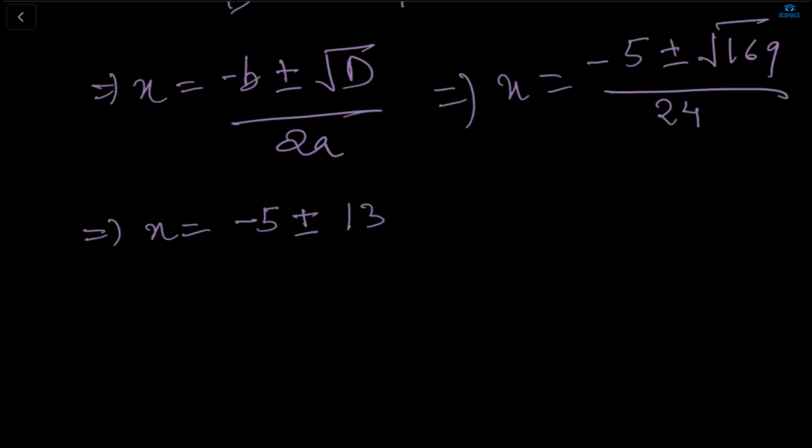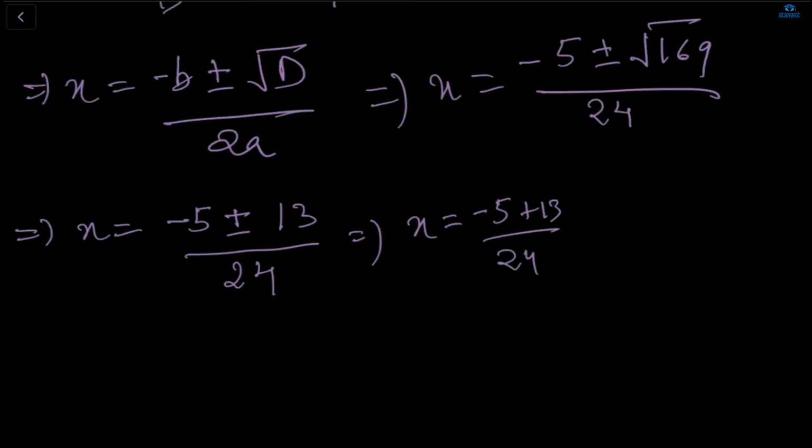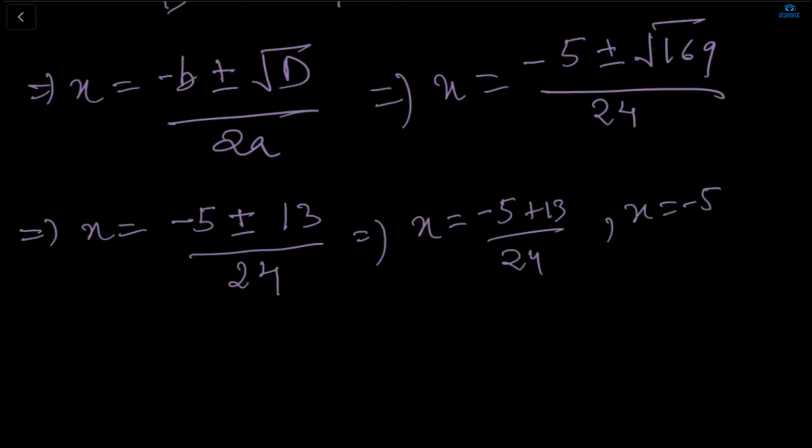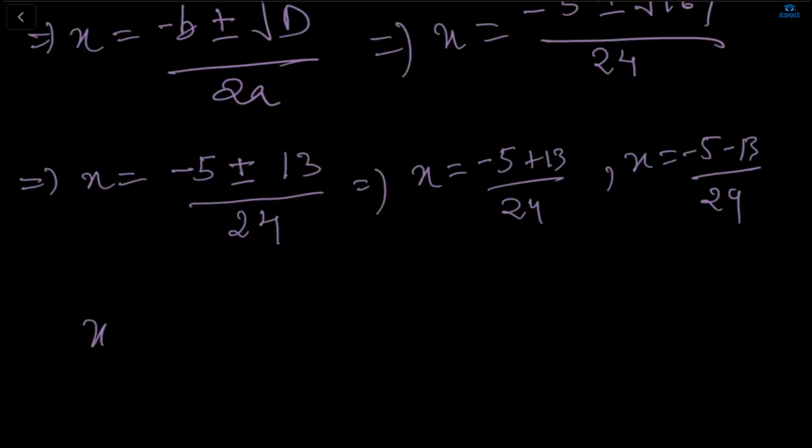So 13 upon 24. From here you will get the two values: x is equal to minus 5 plus 13 upon 24, and x is equal to minus 5 minus 13 upon 24. So what will the x value be? If you do minus 5 plus 13, then what will you get?